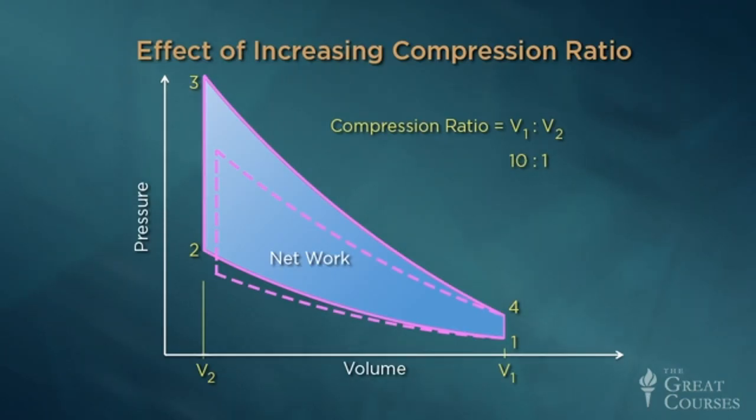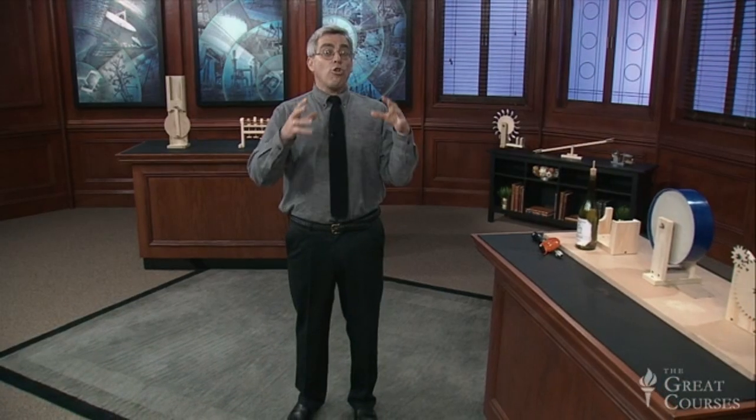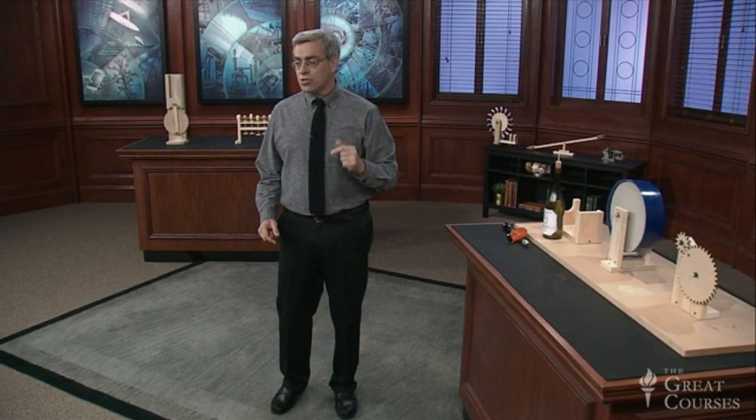Note that increasing the compression ratio causes the enclosed area to get both wider and taller, resulting in increased torque and power. And unlike the strategy of simply making the cylinders larger, increasing the compression ratio also improves the engine's efficiency, meaning that a larger proportion of the fuel's chemical energy is converted into mechanical energy. That means better gas mileage and lower emissions. But there's a limit to the effectiveness of this strategy.